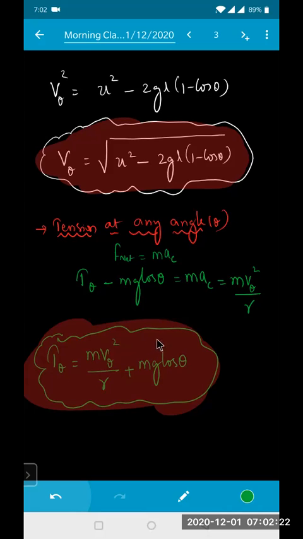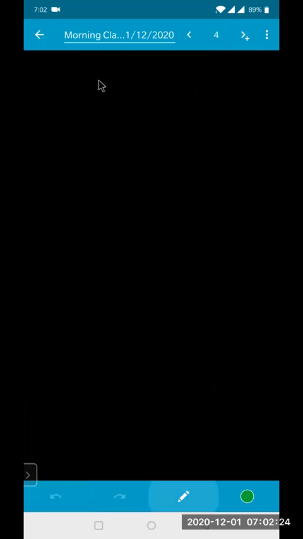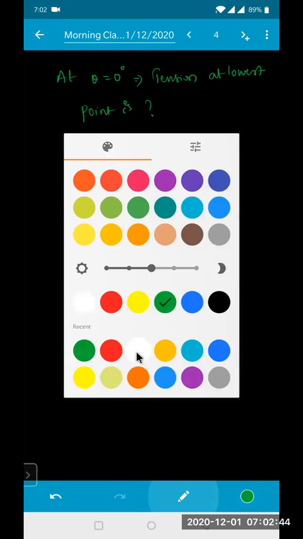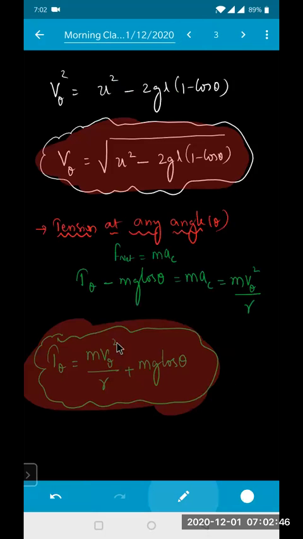Now, if I take different angles, like say theta is equal to 0 degrees, that means tension at the lowest position, or lowest point. How much is theta at the lowest point? Look, theta must be equal to 0. Yes, sir.